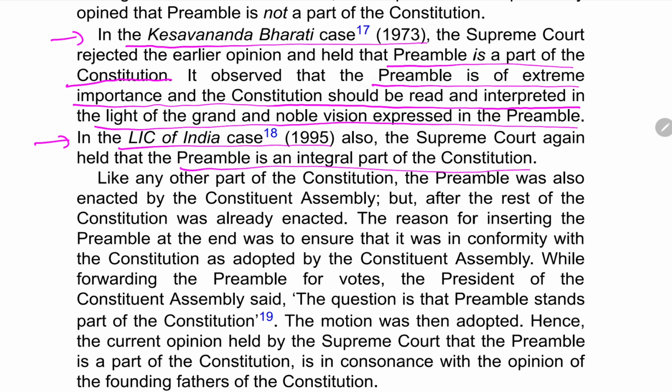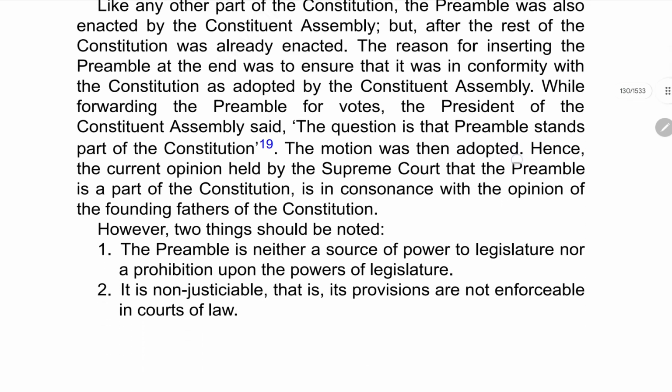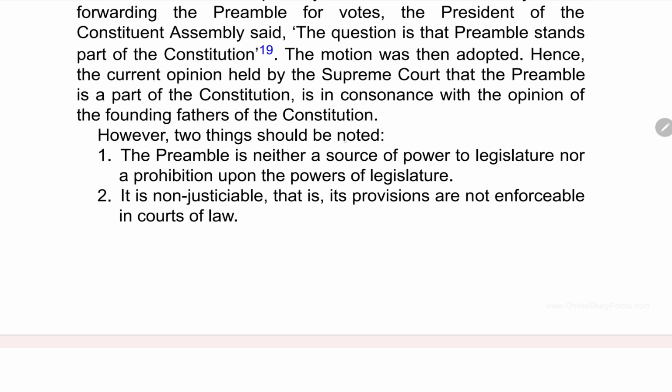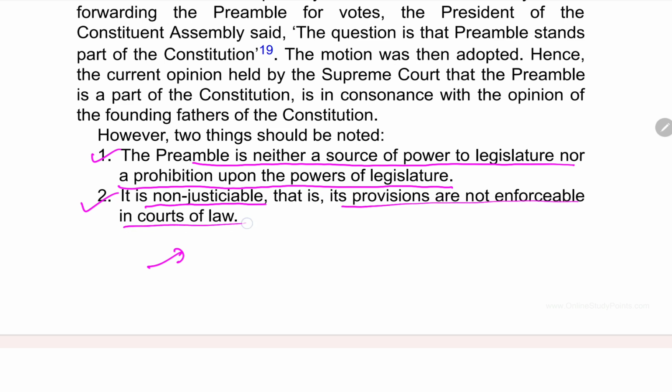So this is what the Supreme Court upheld related to the preamble. However, two things should be noted. The first one is that the preamble is neither a source of power to the legislature nor a prohibition upon the powers of the legislature. The preamble cannot give power or authority to the legislature. The legislature can frame its laws, and the preamble does not prohibit the power of the legislature. The second concept is that it is non-justiciable. We cannot go to the court and seek a remedy whenever there is a contravention, so its provisions are not enforceable in a court of law.